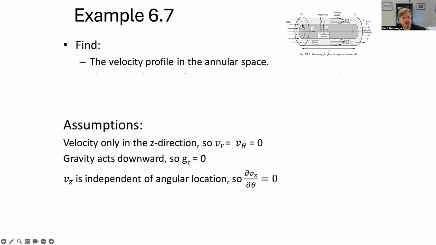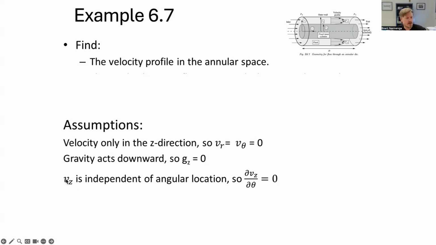Velocity in the r direction would mean you'd have fluid flow pushing outwards, which doesn't make sense in this case because it's flowing down the barrel of the pipe. And theta would mean you'd have rotation around the pipe, which we're saying is not rotating, it's just flowing right down the pipe. So V_r and V_theta are both 0. Gravity acts downward, so there is no gravity in the z direction. Now there is gravity in terms of theta and in terms of r, but we're going to ignore that for now.